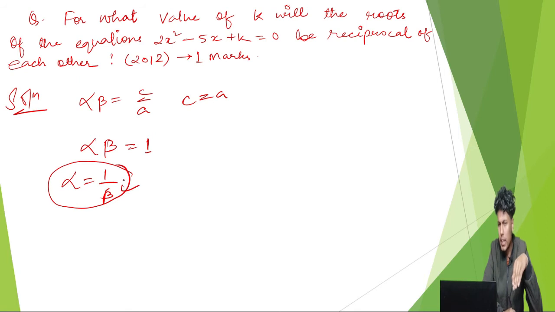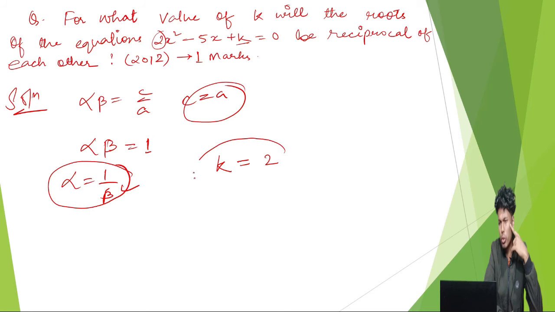When is the root said to be reciprocal? When c is equal to a. So c is this one, k, right? k is equal to, what is a here? a is 2, right? So k is equal to 2. When k is equal to 2, the roots of the equation will be reciprocal of each other. I hope you understood.